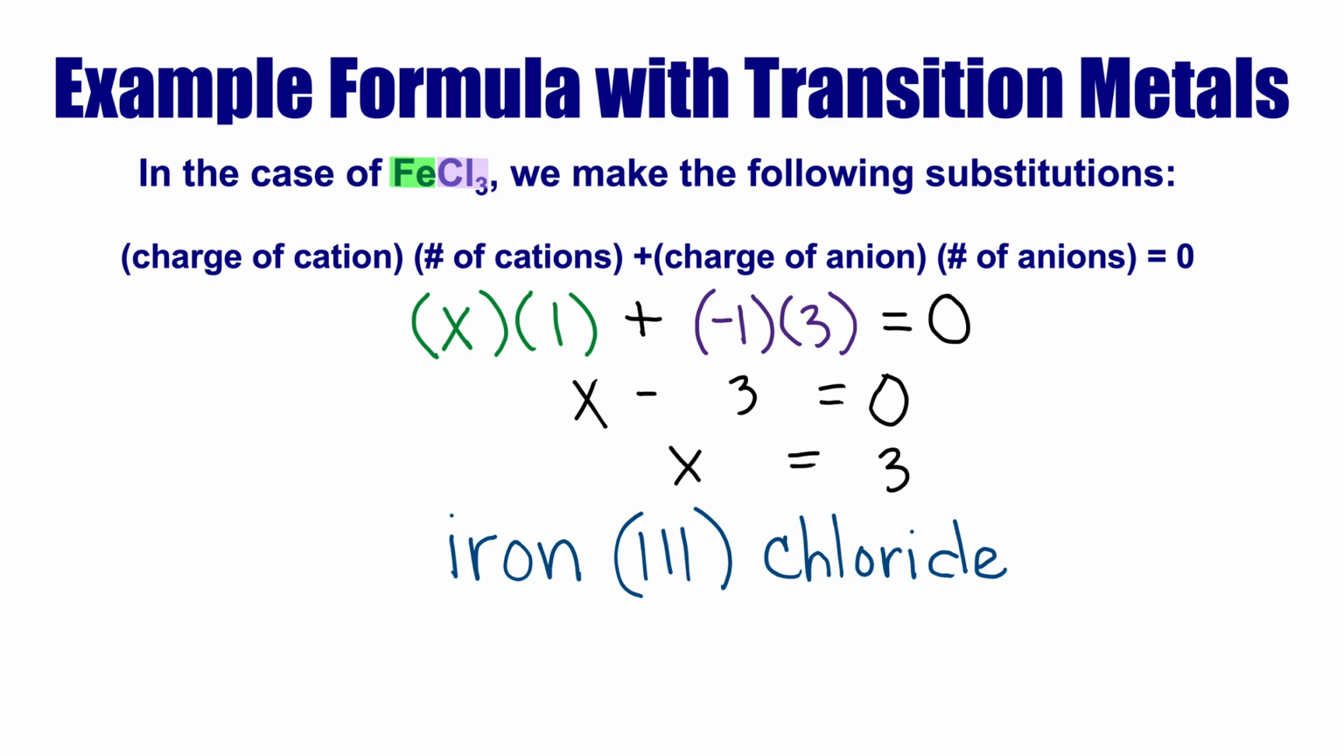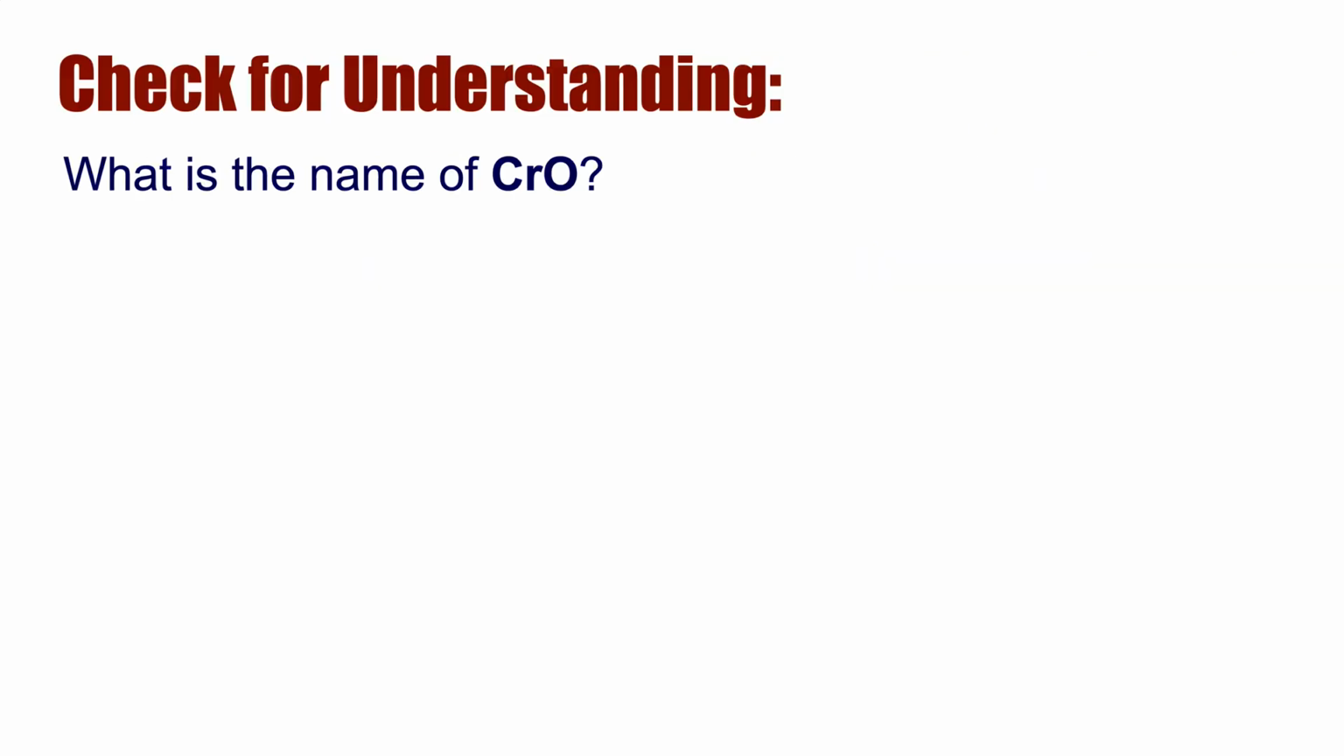What I recommend is once you get the name, go through and based off of that name that you produced, figure out what formula you would get, make sure that formula matches the initial formula you were trying to name. All right, so what is the name of CrO?